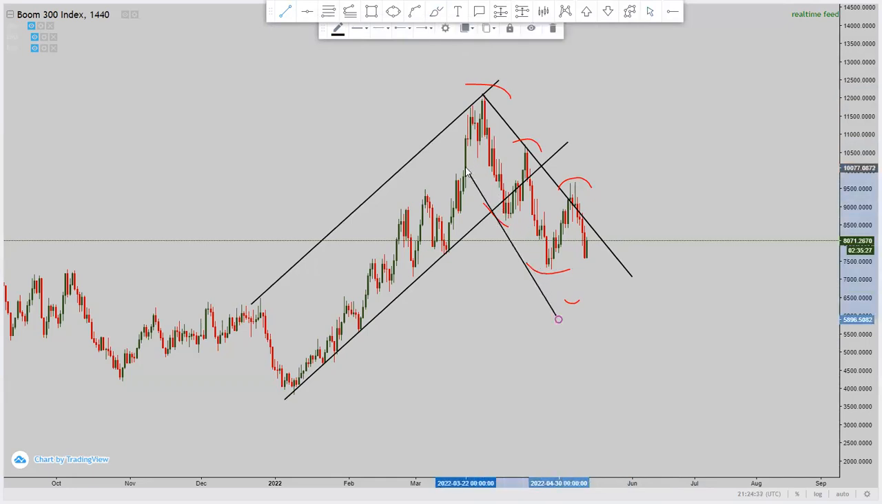So that is my lower trend line. I'm just going to connect the lows like that.